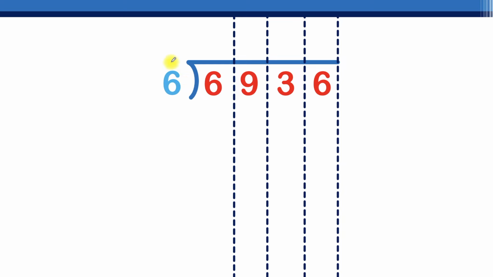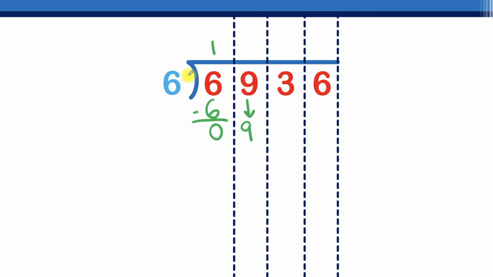So how many times can 6 go into 6 without going over? Well, that would be 1 time. So we'll put a 1 here, because 1 times 6 is 6. Then I'll subtract. 6 minus 6 is 0. And then I'll look at the next column and bring that number down. And then we'll repeat the process.